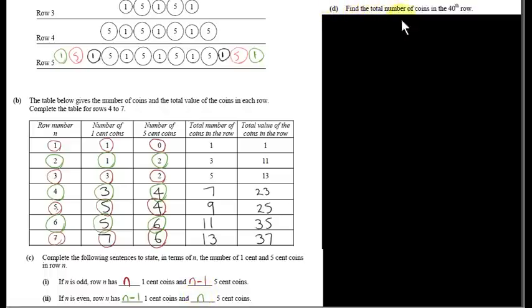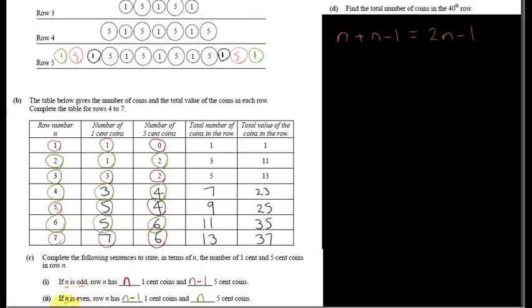Part D. Find the total number of coins in the 40th row. Well, what's the total number of coins in any of these rows? Well, it's just got by adding these numbers together. In general, if n is odd, we just add the number of 1-cent coins, which will be n, onto the number of 5-cent coins, which is n minus 1. So we add n onto n minus 1, and that gives us the number of coins in row n when n is odd. But what is n plus n minus 1? Well, that's just 2n minus 1.